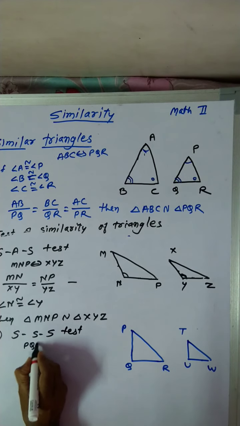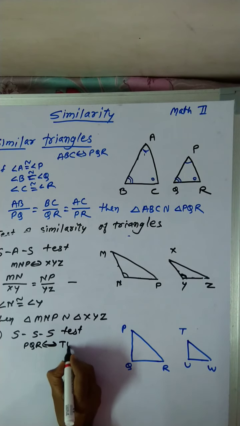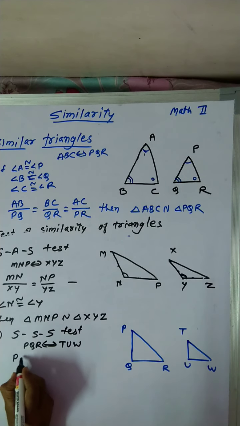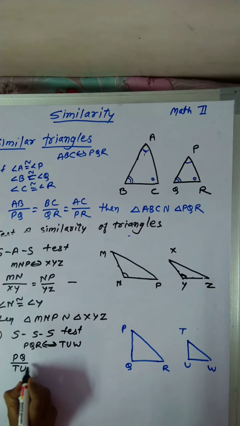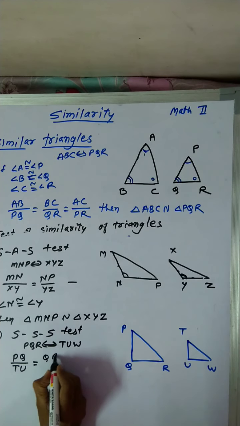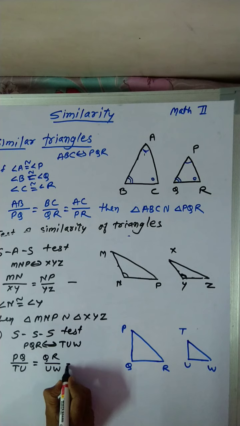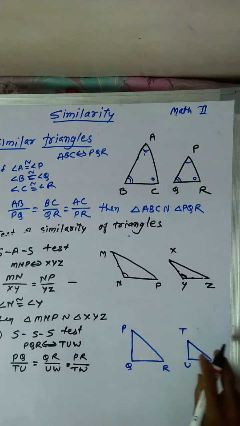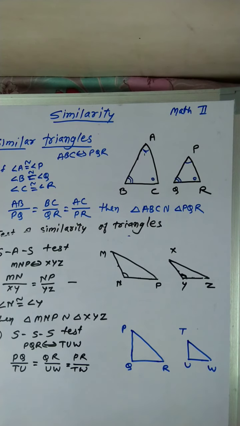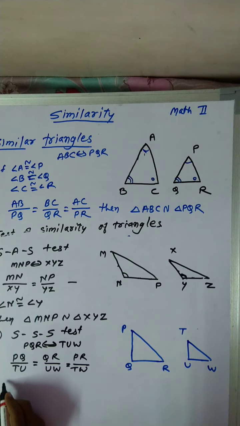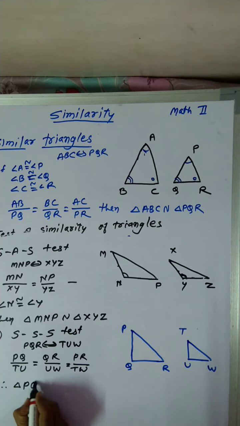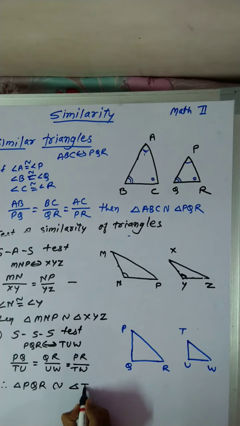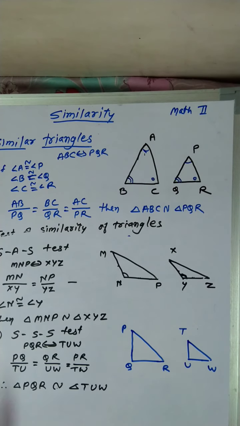If PQR is in one-to-one correspondence with TUW, and PQ upon TU is equal to QR upon UW is equal to PR upon TW, that means the corresponding sides are in proportion, only three sides are given. Then these two triangles are similar. Triangle PQR similar triangle TUW. This is called the SSS test.